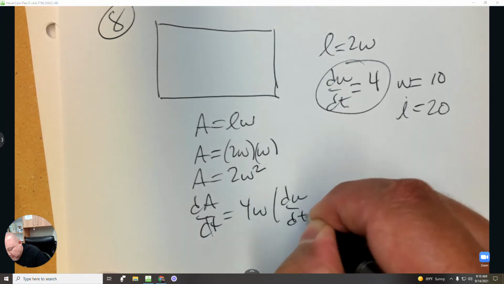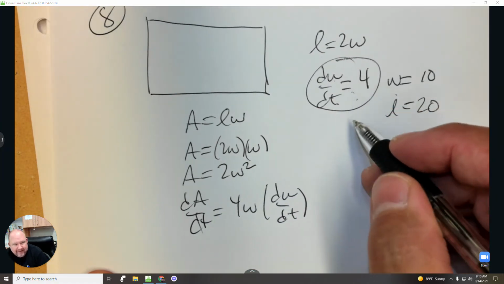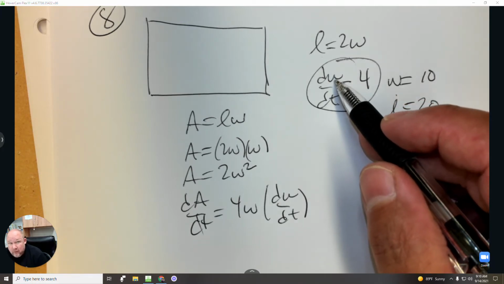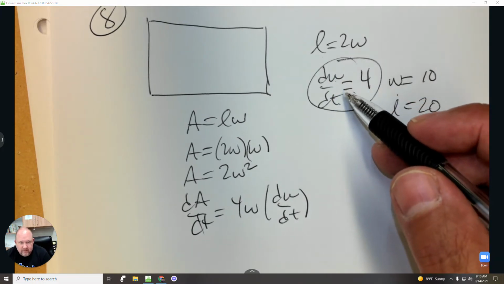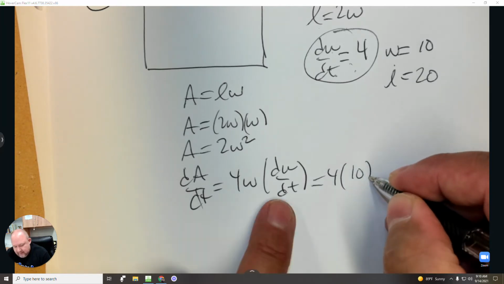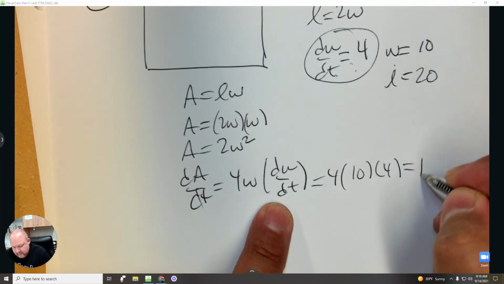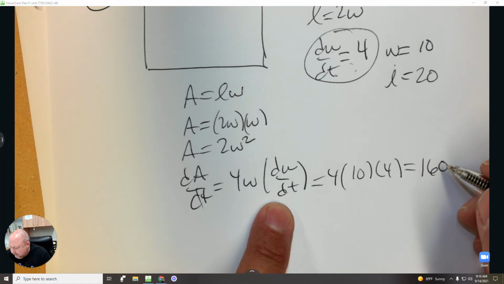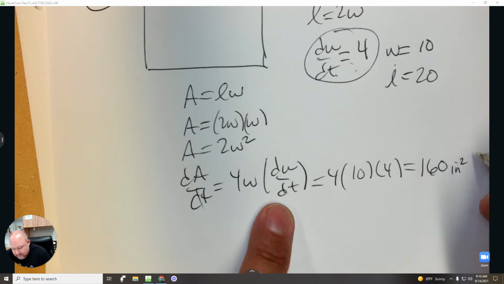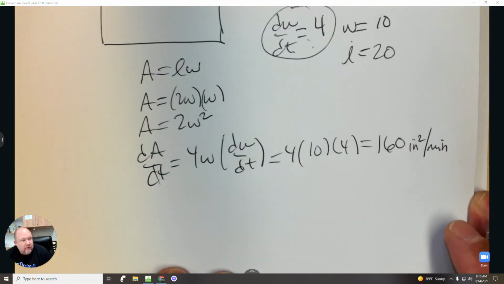And the reason I want one variable is because I only know one rate. If I knew the rate for L, it wouldn't matter. But I only know the rate for the width, so I had to change it in terms of only the width. And now I substitute in. So the width is 10 and the rate is 4. So that's 160, and the units are inches per minute. It's an area, so it's inches squared per minute.